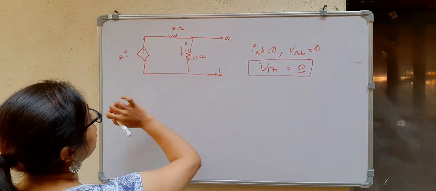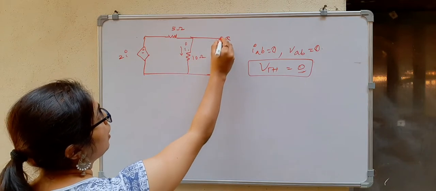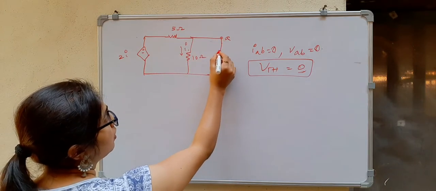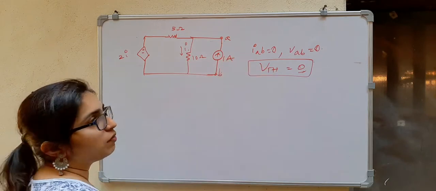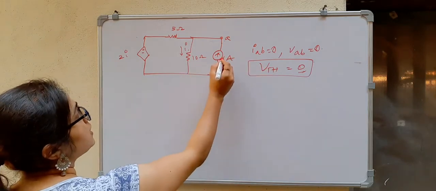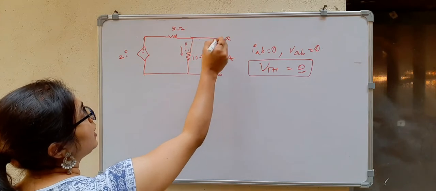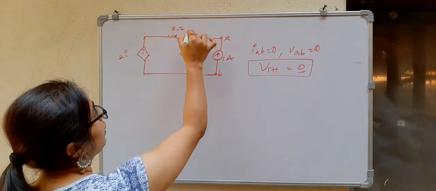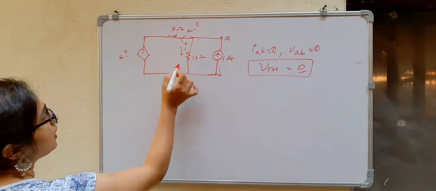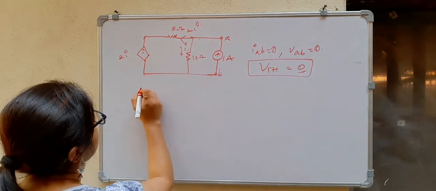Okay. So here now to find the equivalent resistance, I will connect the test source, 1 ampere source. See, this is 1, this is I. That means the current which is flowing here will be equal to 1 minus I. Now I will apply the KVL to this loop.